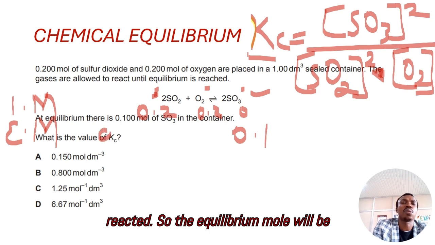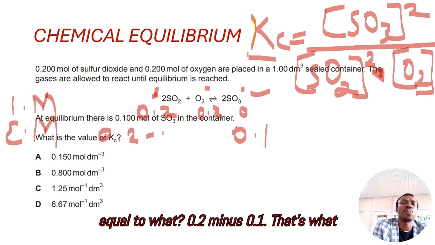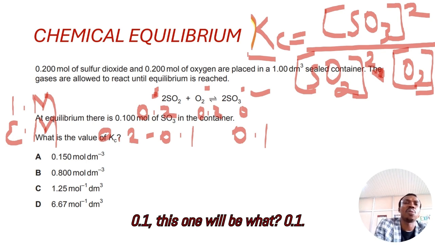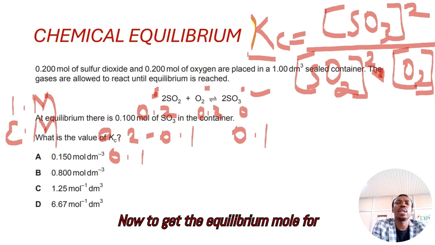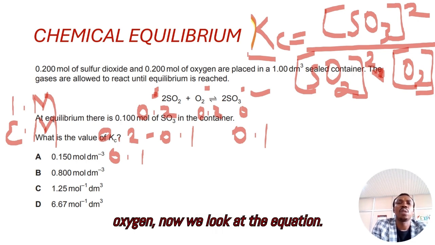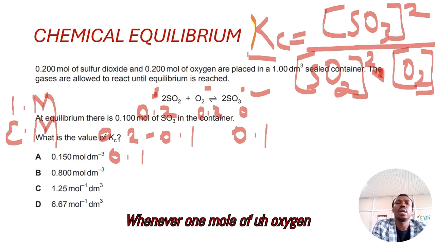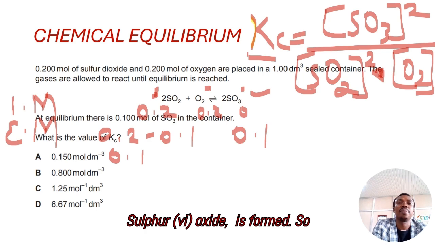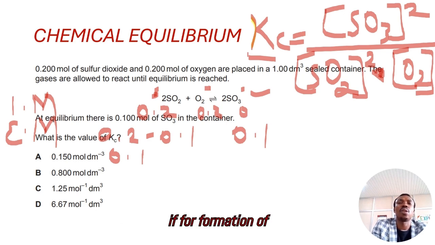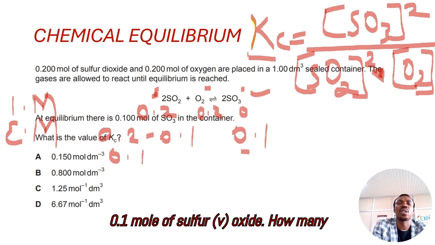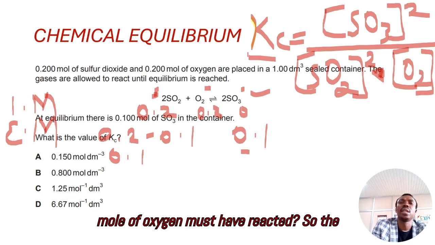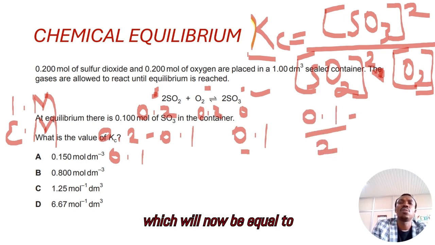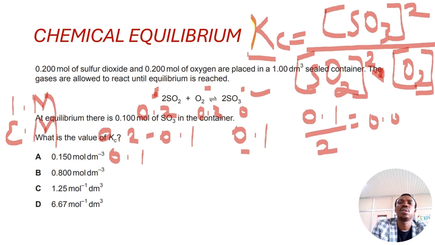So the equilibrium mole will be equal to 0.2 minus 0.1. That's what will be left at equilibrium. So 0.2 minus 0.1 will be 0.1. Now to get the equilibrium mole for oxygen, we'll look at the equation. Whenever 1 mole of oxygen reacts, 2 moles of SO3, which is sulfur 6 oxide, are formed. So for the formation of 0.1 mole of sulfur 6 oxide, how many moles of oxygen must have reacted? The number of moles of oxygen that must have reacted would be 0.1 divided by 2, which will be equal to 0.005.